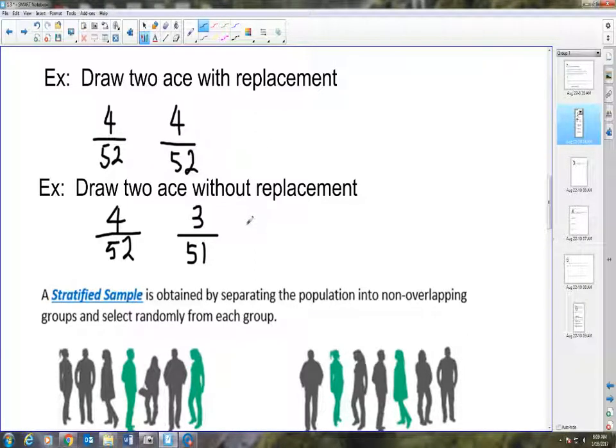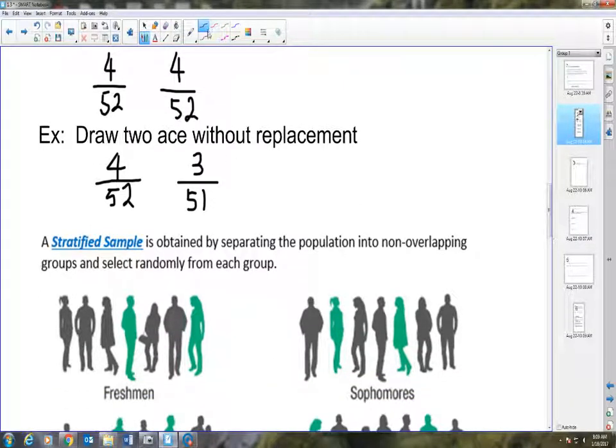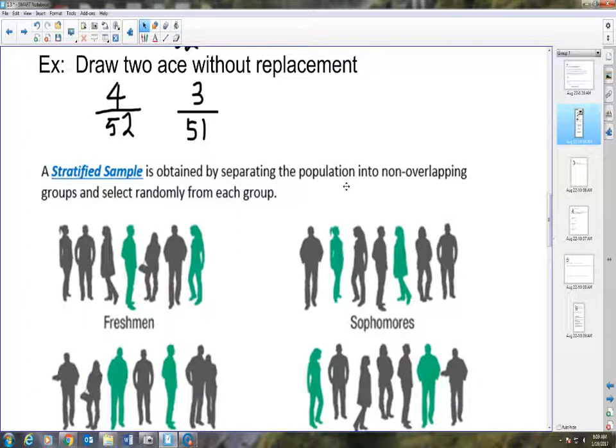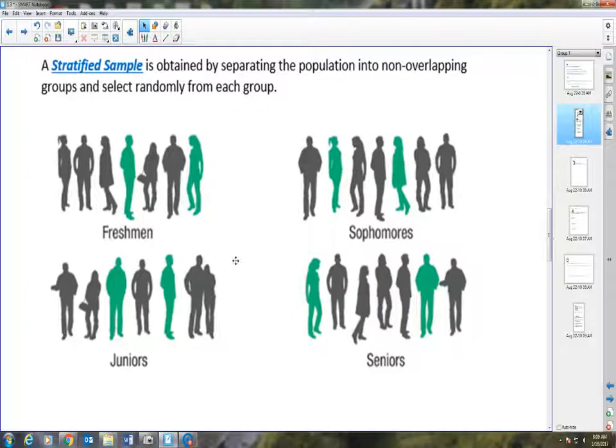Alright, so we want everything to be random sampling. Another type of sampling method is called the stratified sample. It is obtained by separating the population into non-overlapping groups and selecting randomly from each group. Okay, this is the key. We're going to select randomly from each group. So the picture here implies that I have 4 non-overlapping groups, and from each group, I will randomly sample.